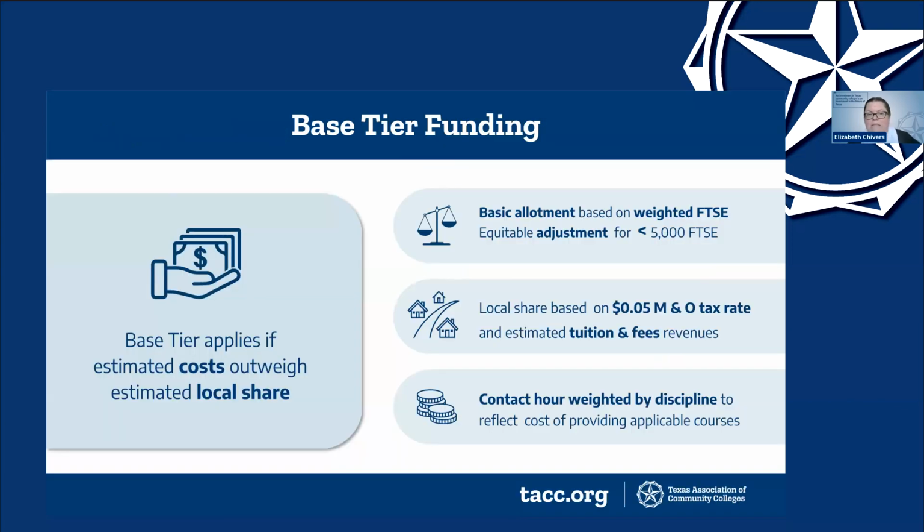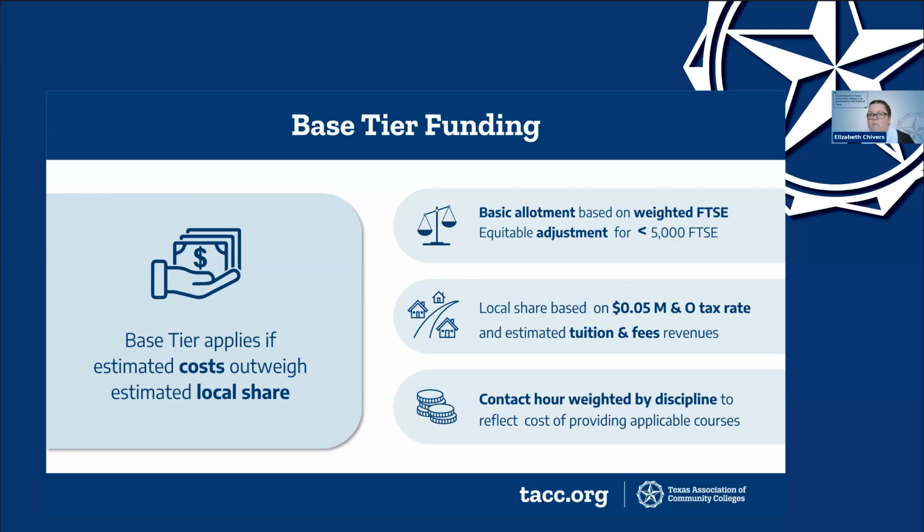Next slide, please. All right, so this base tier funding piece, as I said, it's somewhat analogous to your core operations and the contact hour funding under the legacy funding model. So first, most important takeaway around our base tier funding is not everyone is going to get it. So the base tier applies if the estimated costs of instruction outweigh the estimated local share that is looked at for each college. So what does that mean?